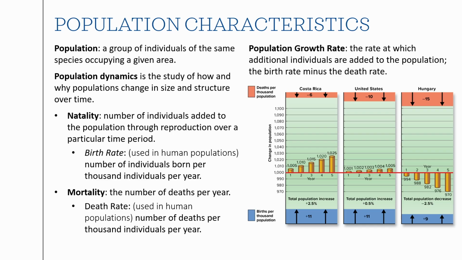So we look first at Costa Rica. We can see Costa Rica has a much higher birth rate than death rate in this example, and we can see that each year that adds to the population. You can see that it grows. In the United States, birth rate and death rate are quite similar, and so there's very moderate growth, almost stability. In the country Hungary, the death rate is actually much higher than the birth rate, and we can see that the population is declining.